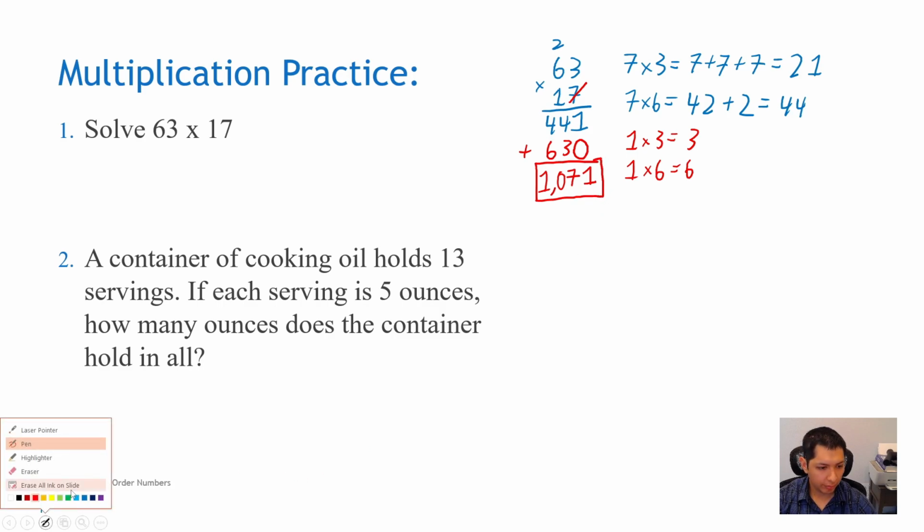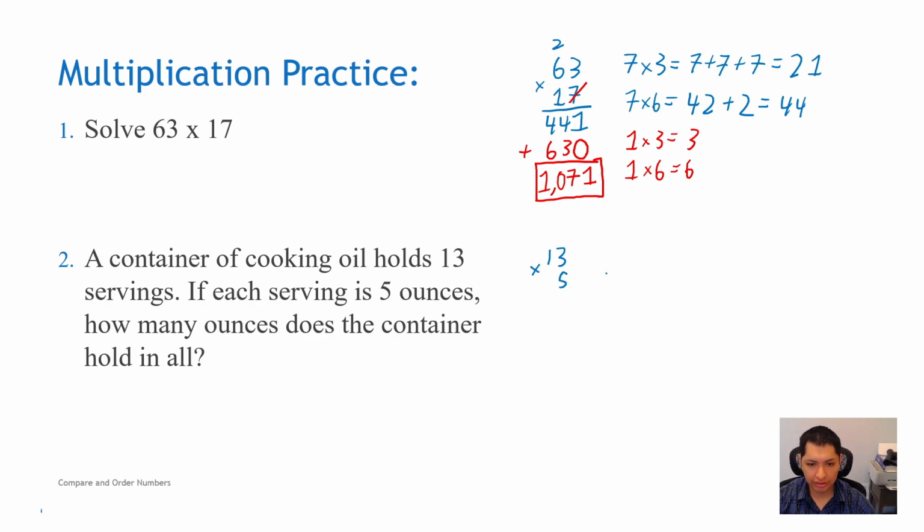Now, problem number 2 is a word problem. It states, a container of cooking oils holds 13 servings. If each serving is 5 ounces, how many ounces does the container hold in all? So, if it's 13 servings, each one of 5 ounces, this essentially is a multiplication problem of multiplying the number of servings by the number of ounces.